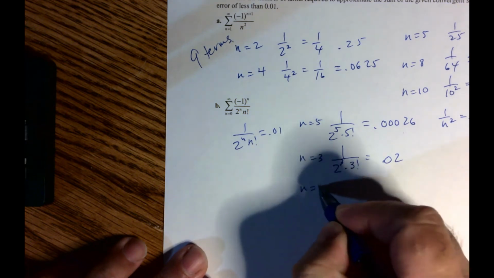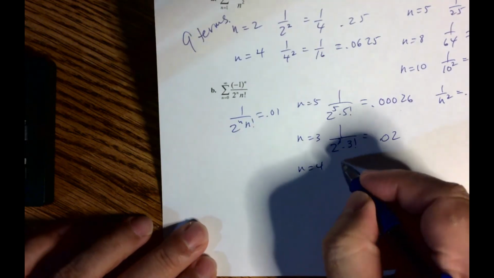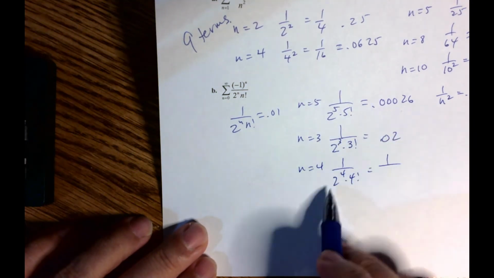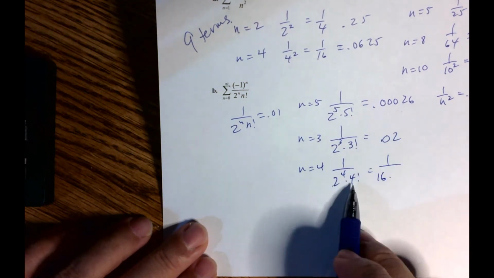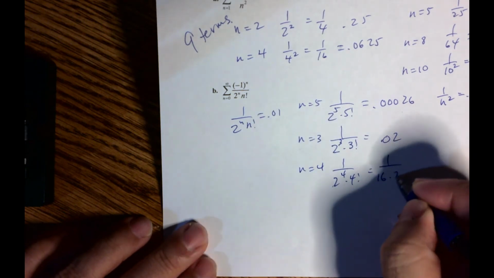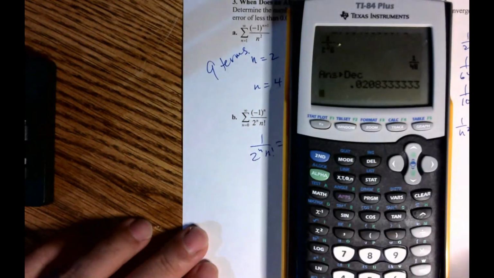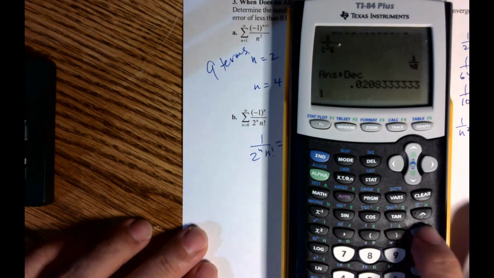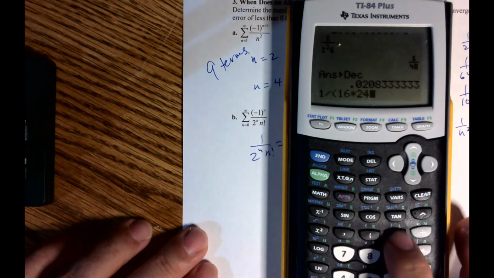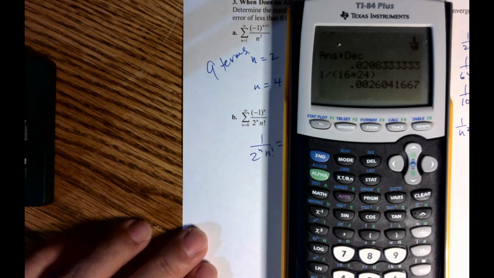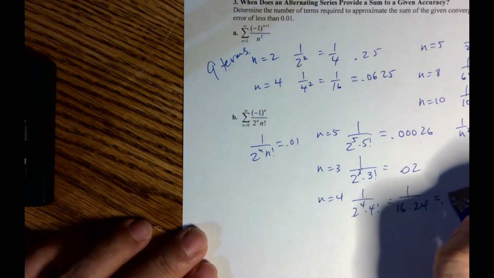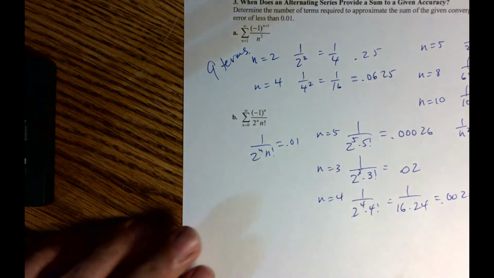If I do n equals 4, that'll be 1 over 2 to the 4 times 4 factorial. 2 to the 4 is 16. 4 factorial was what? 24? 16 times 24. So 1 divided by parentheses 16 times 24. I got tired of doing the fraction. 0.0026. So what's the deal?